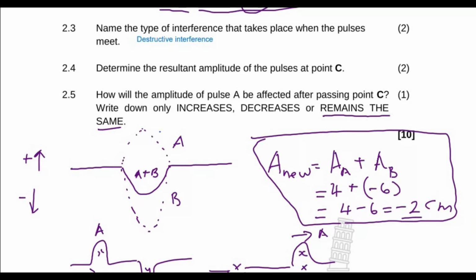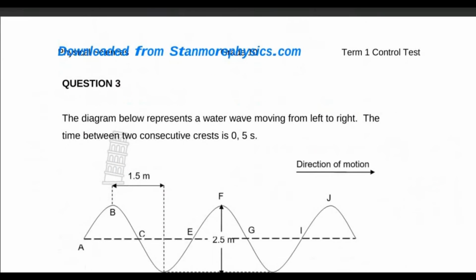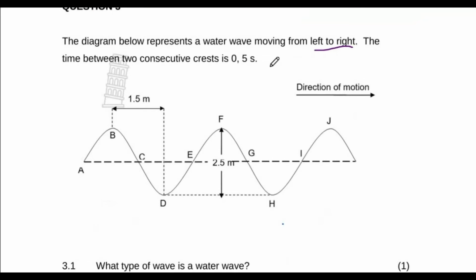Let's go to question 3. Question 3 says the diagram below represents a water wave moving from left to right. So this is left, and it's going to the right. The time between two consecutive crests is 0.5. It's important to know that the time between two consecutive crests is the period, T, which is 0.5.